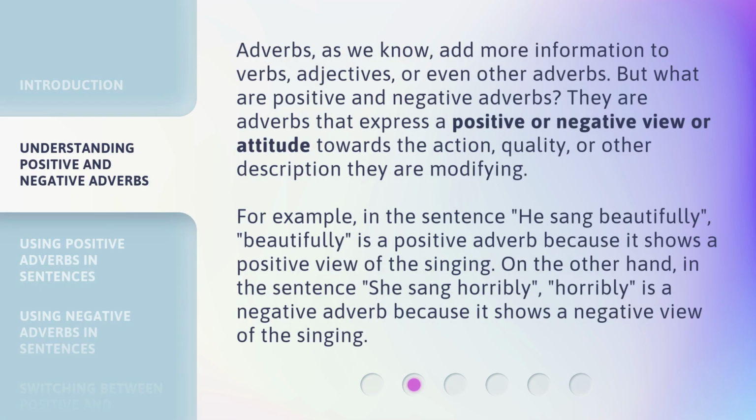Adverbs, as we know, add more information to verbs, adjectives, or even other adverbs. But what are positive and negative adverbs? They are adverbs that express a positive or negative view or attitude towards the action, quality, or other description they are modifying. For example, in the sentence, "He sang beautifully," beautifully is a positive adverb because it shows a positive view of the singing. On the other hand, in the sentence, "She sang horribly," horribly is a negative adverb because it shows a negative view of the singing.